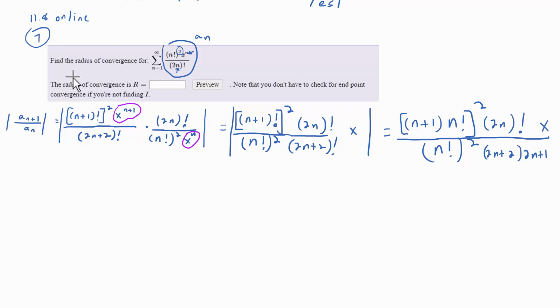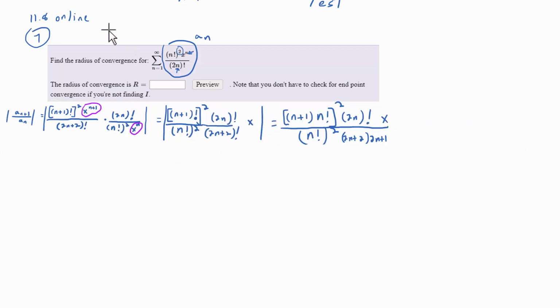Let me make some room here. Okay, and then so (2n+2)! is (2n+2) times (2n+1) times (2n)!, like that. And I'm rewriting it like that so I can get some cancellation here. Close the absolute values around that. And okay, so this (2n)!, there's a bunch of factors in the (2n)!, will cancel with that (2n)!. Does that make sense?